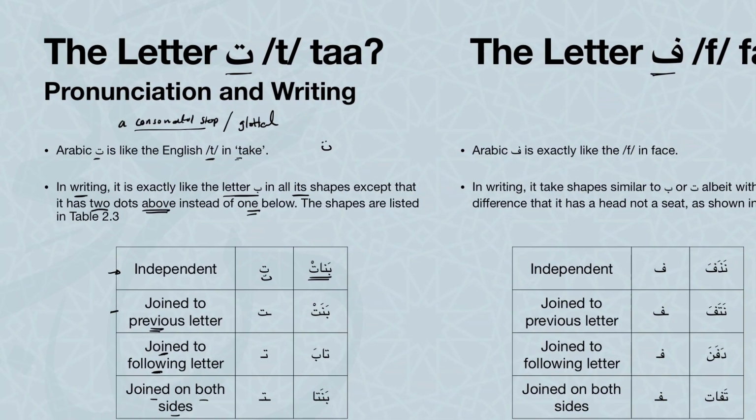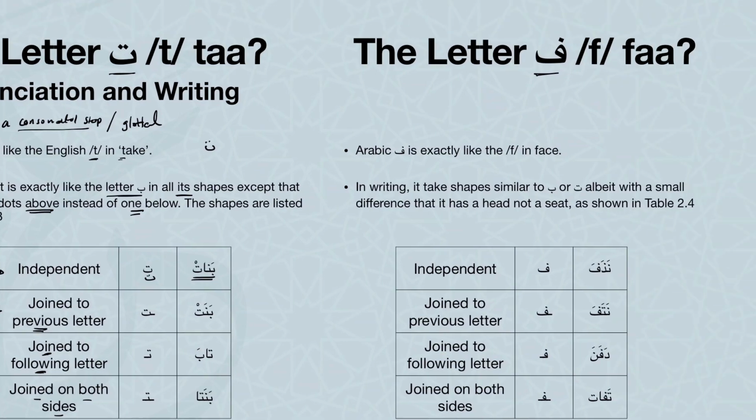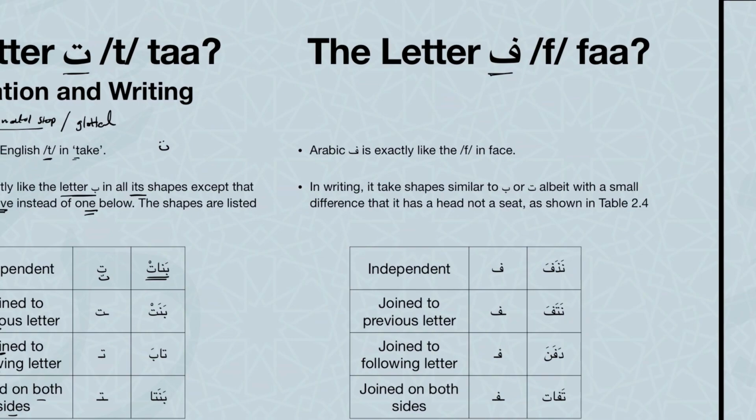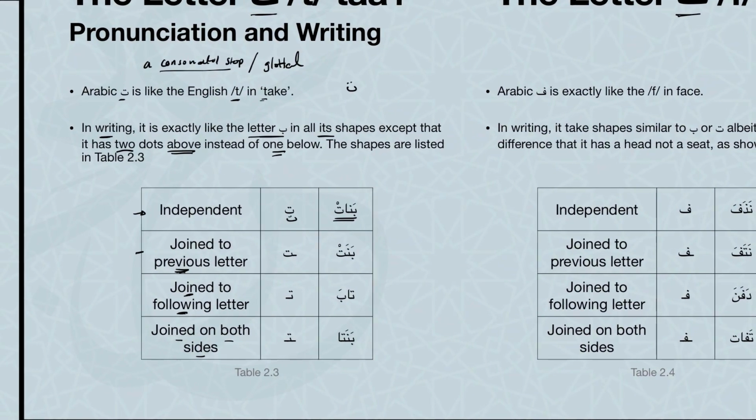I also encourage you to always do the voiced-unvoiced experiment: put your hand on your voice box, pronounce the sound t, and see if your vocal cords vibrate or not. Then you can say whether it is voiced or voiceless. So the letter fa. Sorry, we didn't finish the letter ta here. The word we read was banat, which actually means girls.